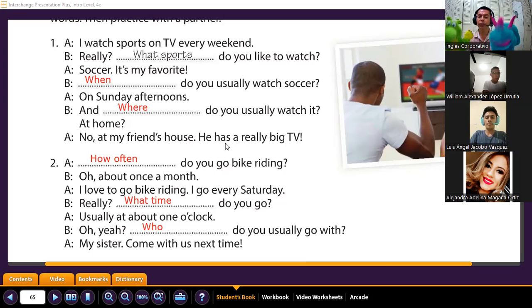Ready? Action. I watch sport on TV every weekend. Really? What sport do you like to watch? Soccer. It's my favorite. When do you usually watch soccer? On Sunday afternoons. And where do you usually watch it? At home. No, at my friend's house, he has a really big TV. How often do you go bike riding? Okay, good. The second conversation, we're going to practice, but thank you very much.